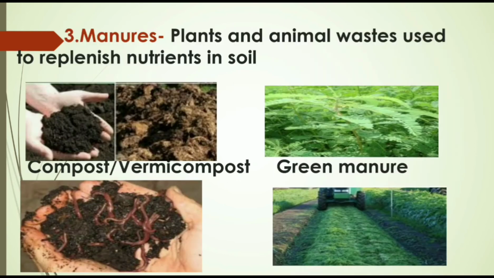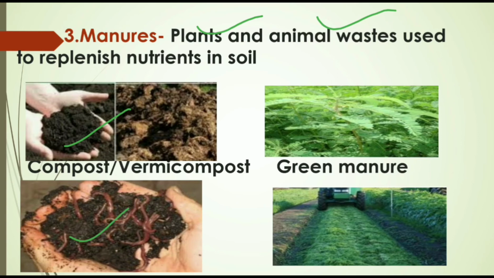The third one is providing manures. Manures are the biodegradable waste of plants and animals. There are different methods of preparing manures. The very first is the composting, where dead plants and animal waste is decomposed by the action of bacteria and fungi.